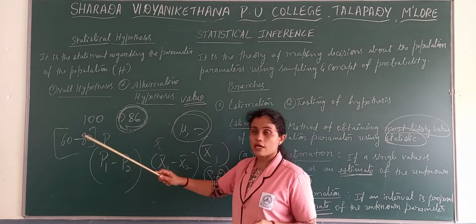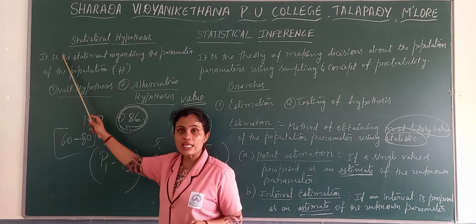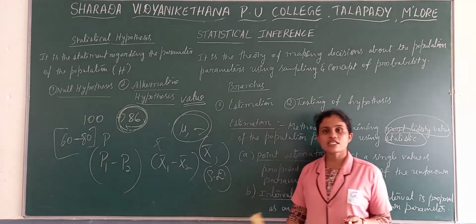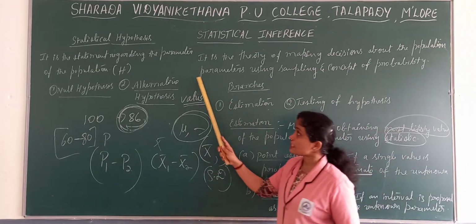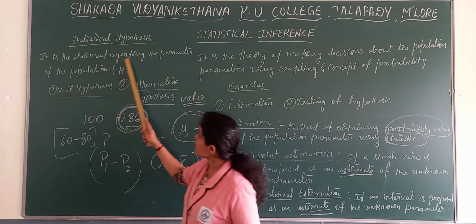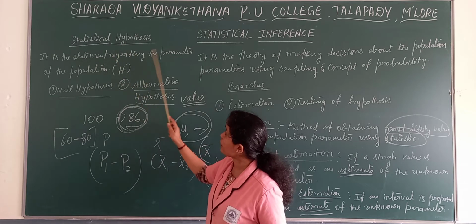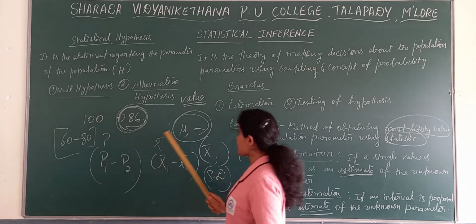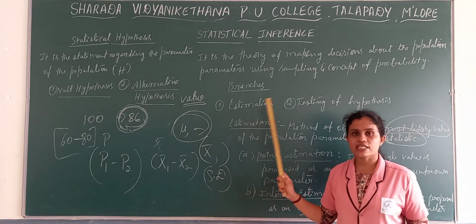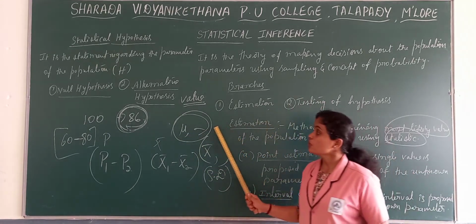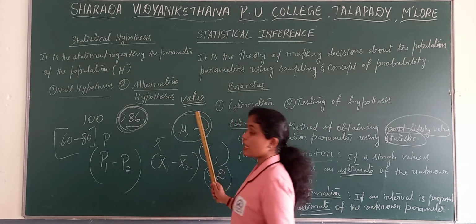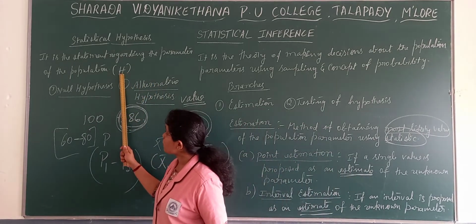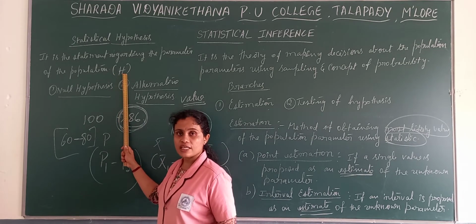In this particular chapter, we are discussing statistical hypothesis. So what do you mean by hypothesis? Hypothesis is nothing but you are framing a statement regarding the parameters of the population. The parameters, as I said, mu and sigma, are the population parameters. You are framing a statement regarding these two parameters, and this statistical hypothesis is denoted by capital letter H.